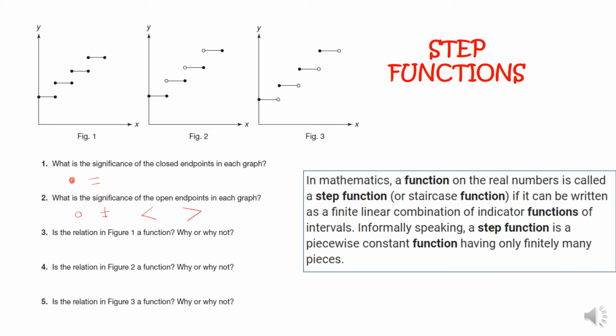So now they want you to look at figure 1. That's this one. Is this a function? Think back to the rule, every x can only have one y. And so I can see that no, this is not a function because it doesn't pass the vertical line test.